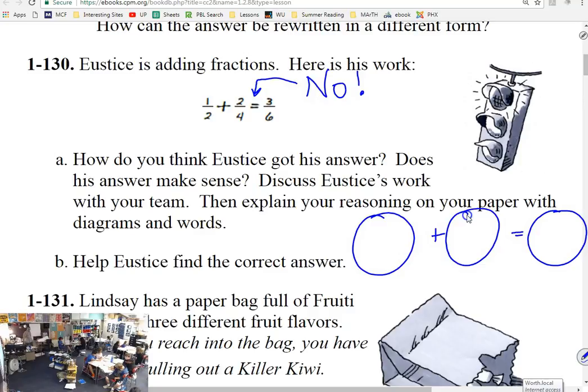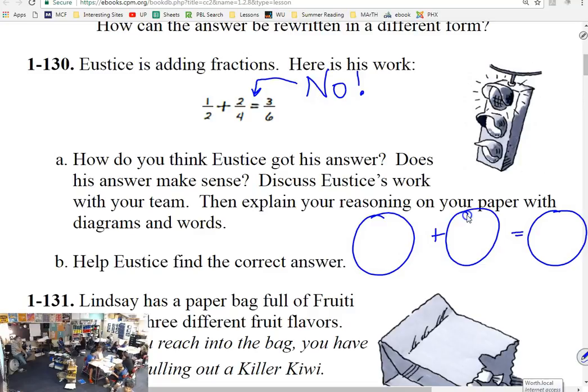All right, let's wrap up 1:30 together. So I've already written a couple things up here. In your notes, really, you could just have 1:30. You could write down 1 half plus 2 fourths equals 3/6, and you could slash through the equals. You could write no or whatever. Estes is wrong, or useless, but you might as well say Estes. Why? I drew a picture up here.